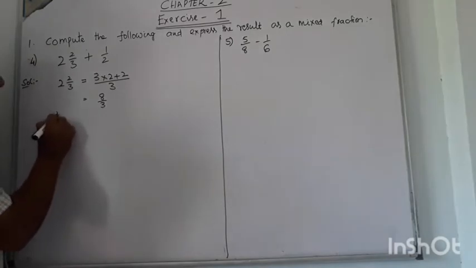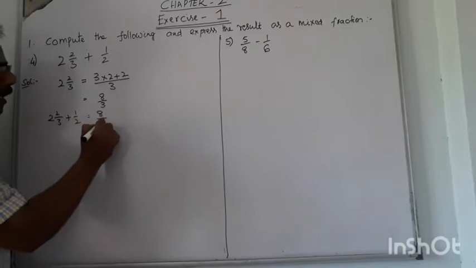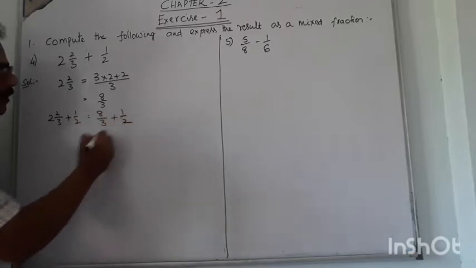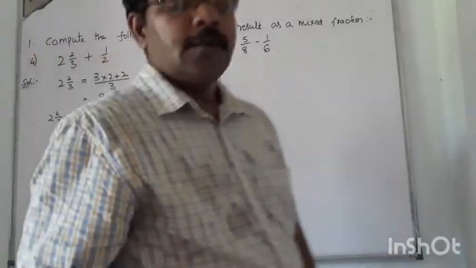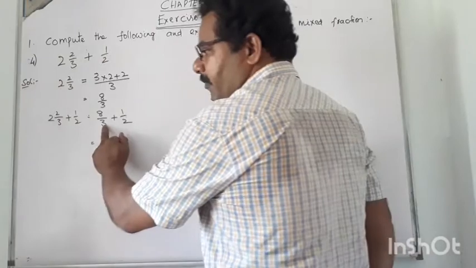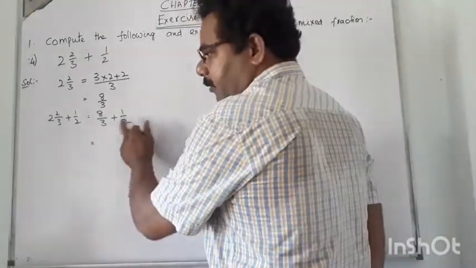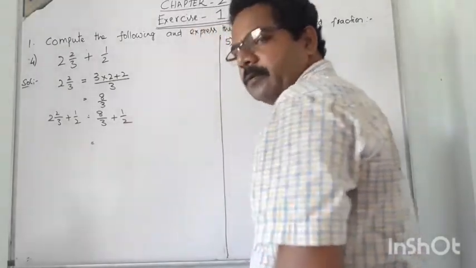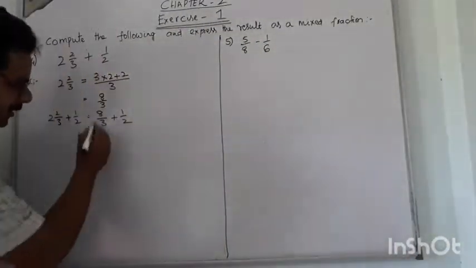So 2 and 2 by 3 plus 1 by 2 is equal to, we can write 8 by 3 plus 1 by 2. If you observe, these two do not have common denominators. So the denominator should be common. Denominator should be common means in the 3 table if you multiply with 2, 3 2s are 6. In the 2 table if you multiply with 3, 3 2s are 6. So both should be converted into like fractions.